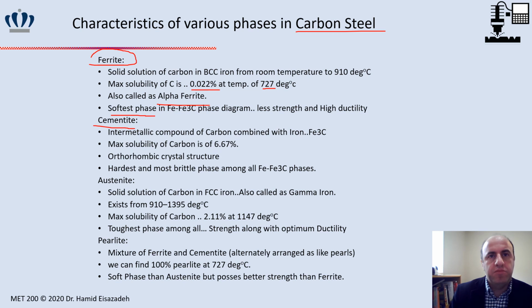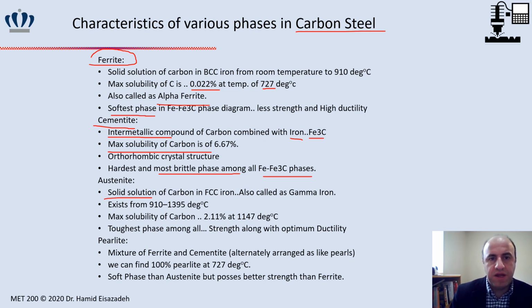The next phase is called cementite. We mentioned it's Fe3C. It's an intermetallic compound of iron, and the maximum solubility is 6.67%, and it's the hardest and most brittle phase among iron carbon phases. The next one is austenite.